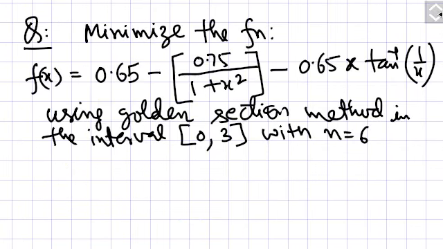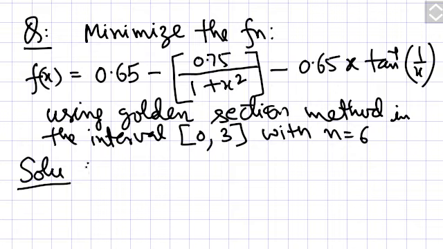So this is the question, the same function we have taken here, the same function that we took in our Fibonacci method, and the same interval we have to check, 0 to 3, with the number of experiments or number of iterations equal to 6. So let's see how to do it.